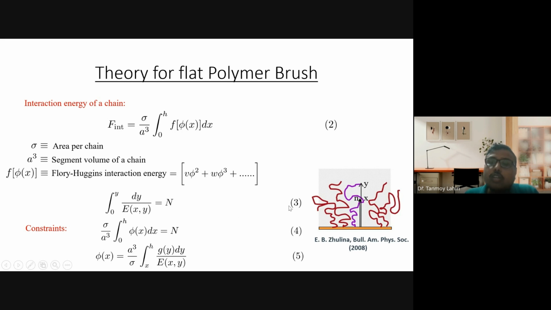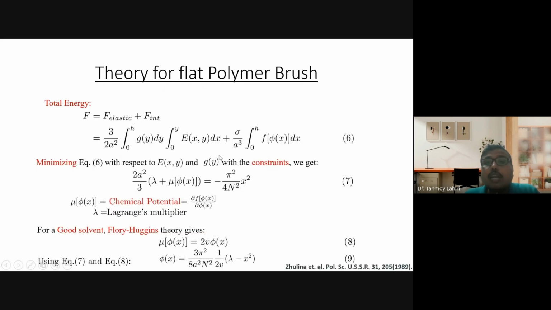And these are the constraints that I have written here, 3, 4, and 5. So these are the constraints that these new parameters have to satisfy. Here is the total free energy of the system, equation 6, which is the elastic energy and the interaction energy. If we minimize this total energy with respect to the constraints that I talked about, we get equation 7. And equation 7 contains a very important parameter, which is called the chemical potential. Here you can see it is the chemical potential.